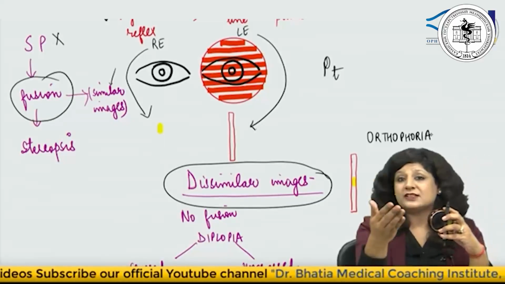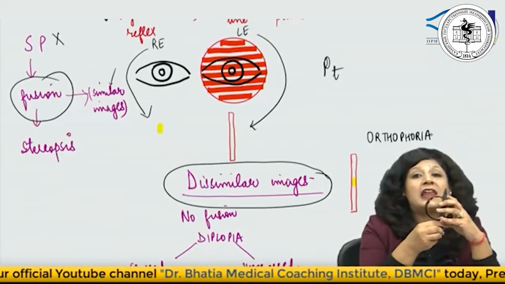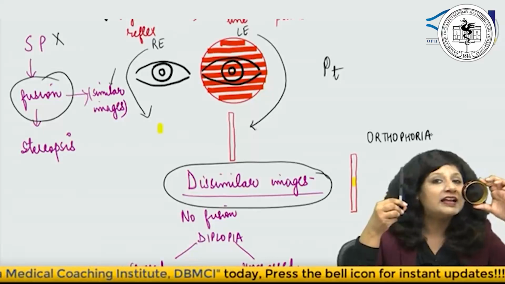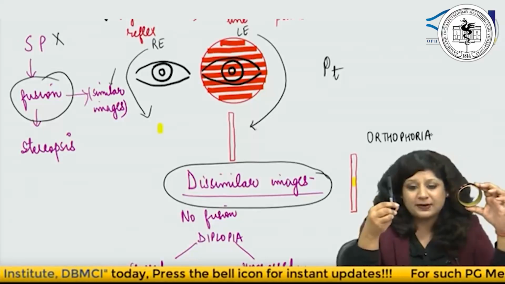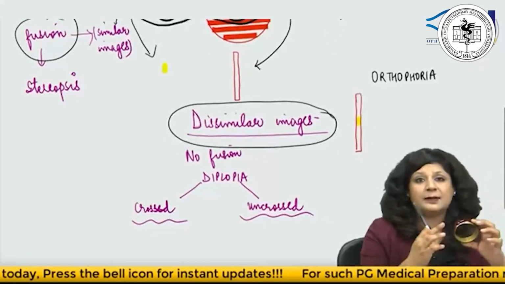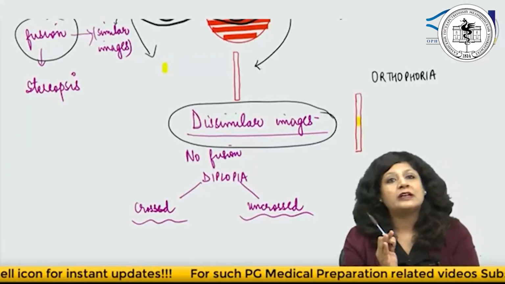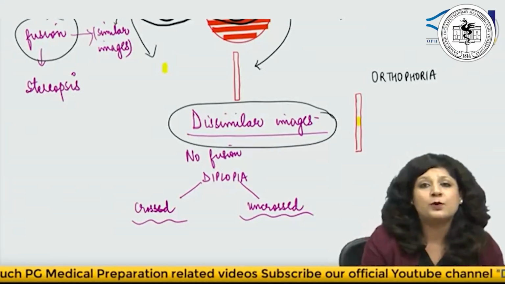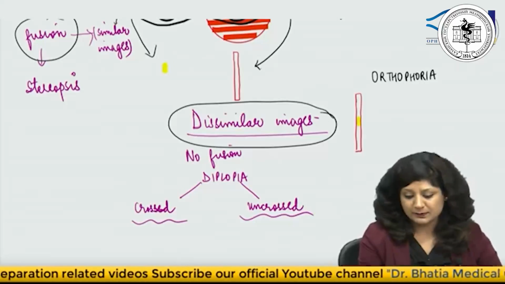But suppose there is squint. So there is no alignment of the two eyes. So now there will be diplopia. Both the eyes are seeing both the images separately. So there will be diplopia. Now another important thing is that diplopia can be of two types. It can be a crossed diplopia or it can be uncrossed diplopia.